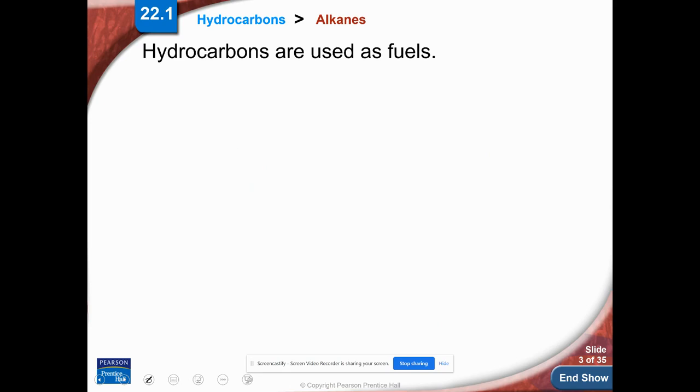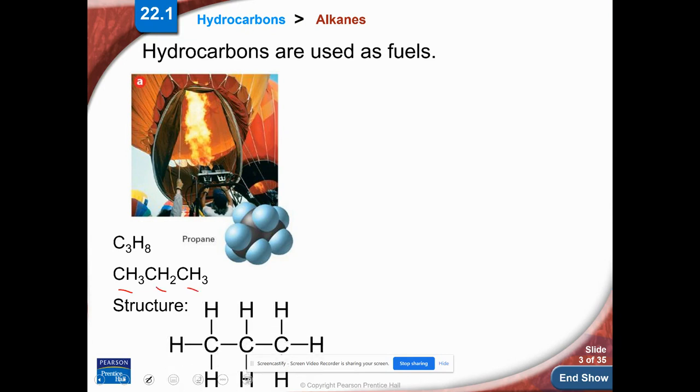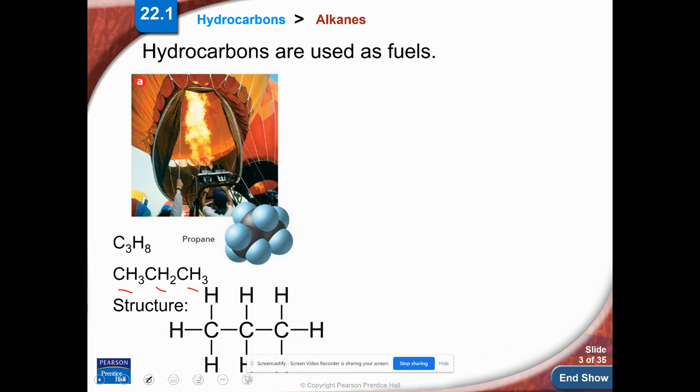All right, so hydrocarbons are used as fuels. Propane. Here's our structure for propane, CH3, CH2, CH3. Count the carbons, 1, 2, 3. That's where we get the prefix prop, and ane, connected by single bonds. And then it's C3H8.